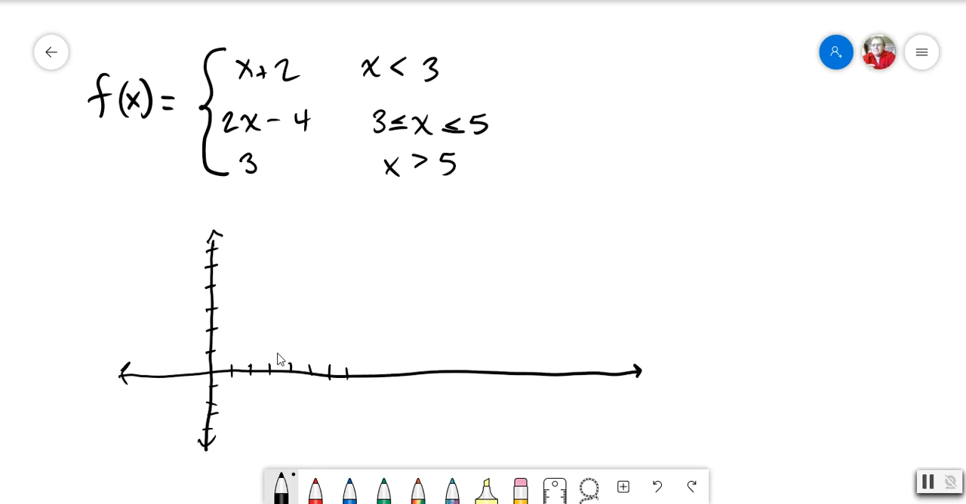So at 3, that's where you have the first break. And at 5 is where you have the second break. Just like we did with the elasticity, and also the same as we did with the freezing and boiling water.